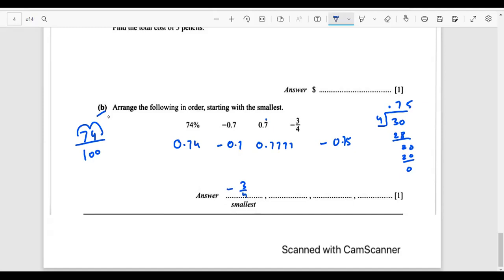-3/4. Because it is -0.75, I need to write down this number, not this one. Then it's -0.7. Then it is 74%, and then it is 0.7 with a dot on it. Okay, so this is going to be the sequence.